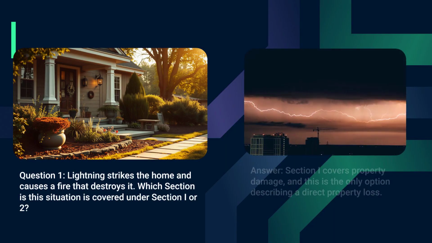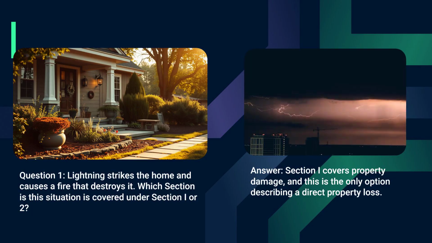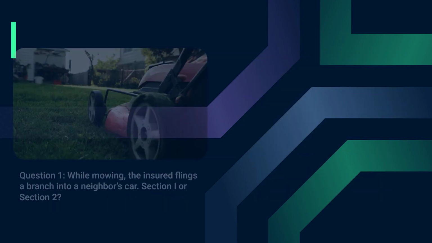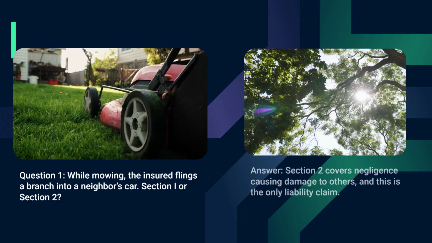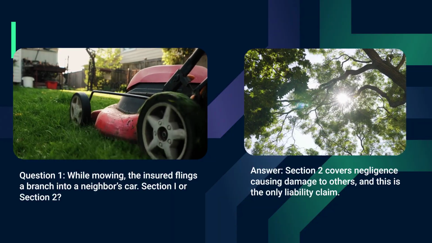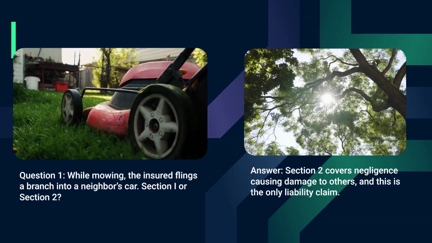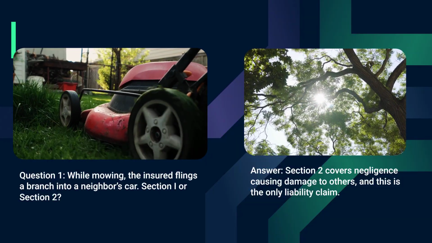Here are a few more scenarios. Lightning strikes the home and causes a fire that destroys it. Which section is this situation covered, Section 1 or Section 2? Section 1 covers property damage, and this is the only option describing a direct property loss. Let's look at another scenario. While mowing, the insured flings a branch into a neighbor's car. Section 1 or Section 2? Section 2 covers negligence causing damage to others, and this is the only liability claim.